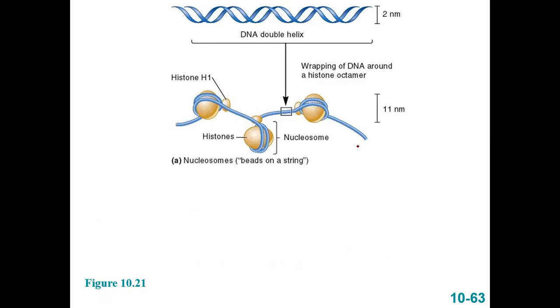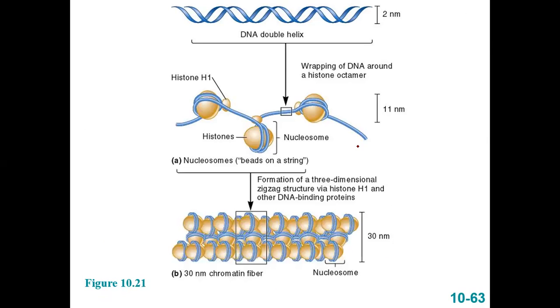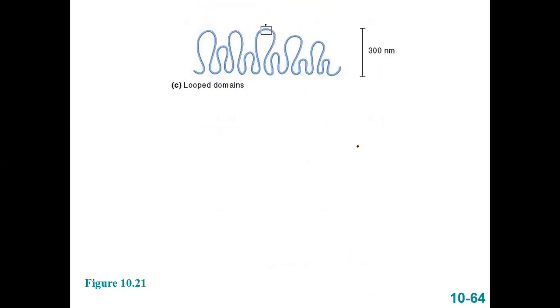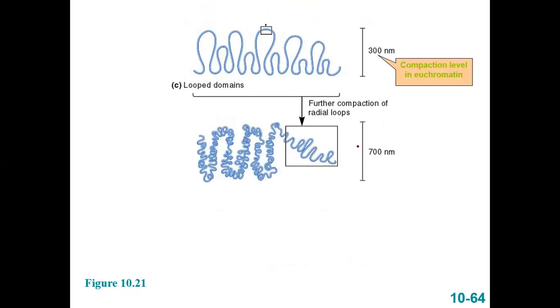In the solenoid model, the nucleosomes are face to face and close to each other, while in the zigzag model, they are irregular, not regularly arranged, and not facing each other. After making the zigzag structure, radial loops are formed. Loop domains are formed by the interaction with the matrix-associated proteins. Radial loops are formed.